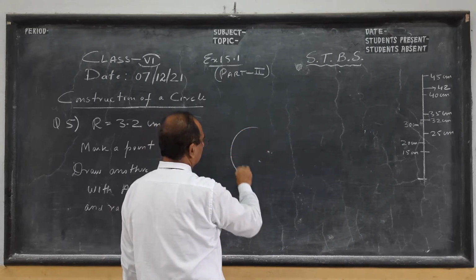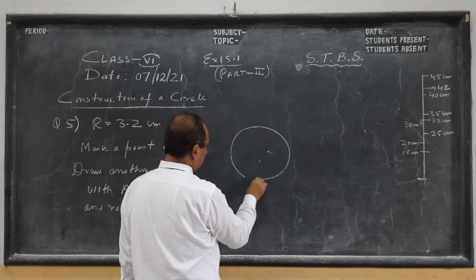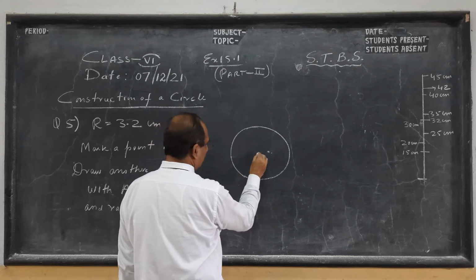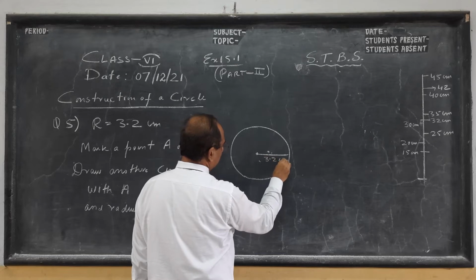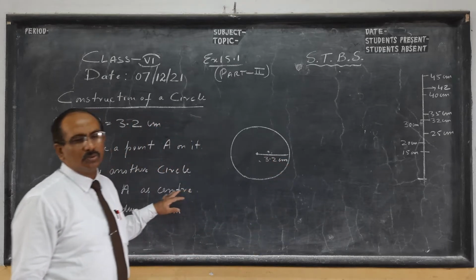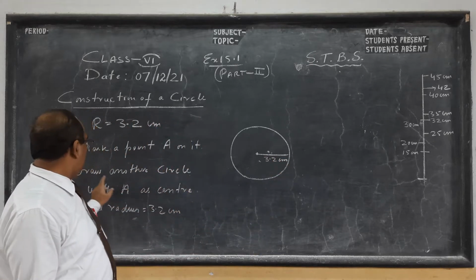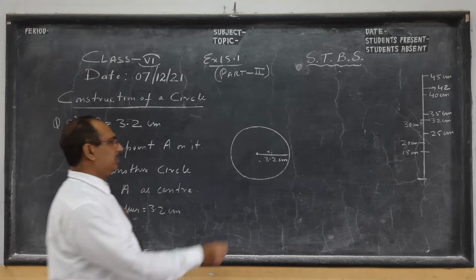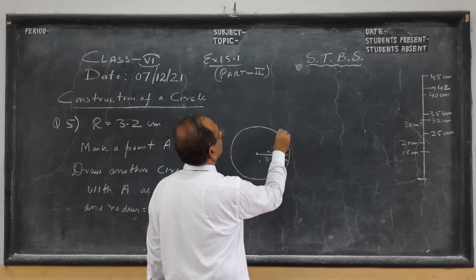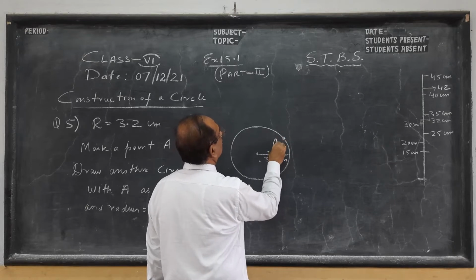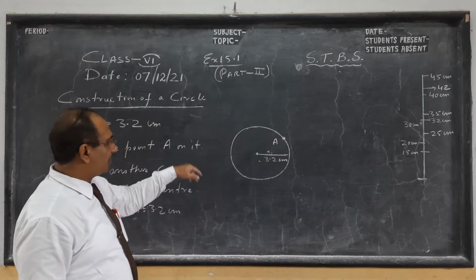So let this be my original circle. You will draw with radius 3.2. So you draw a circle with radius 3.2. I told you always draw a rough diagram. Mark a point A on it. A on it means you take the point on the circumference of the circle.